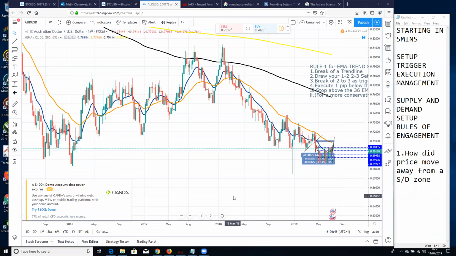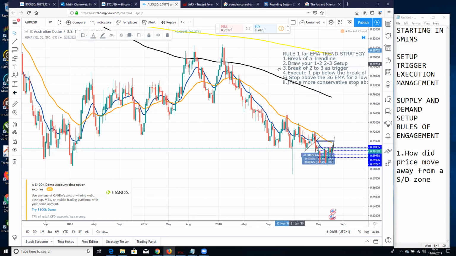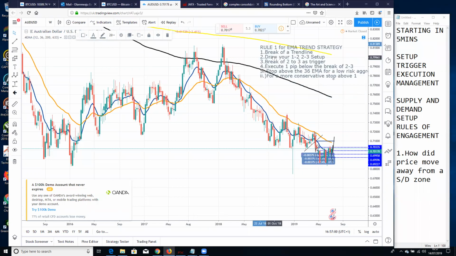Ilya says it's downtrend. I want to know the technical reason why you consider this to be a downtrend. So I've got 1, 2, 3 saying downtrend because there's a gap.